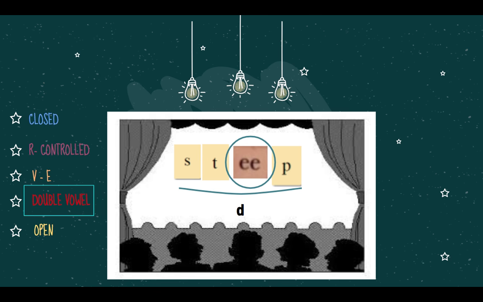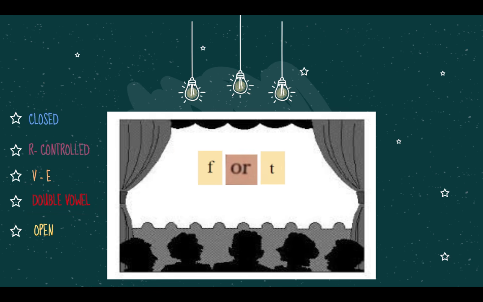Here is the last but not least syllable type in our syllable showcase. It's the word fort. Notice the sound that the vowel is making. Write the word fort on your paper. Mark it, identifying the syllable type.